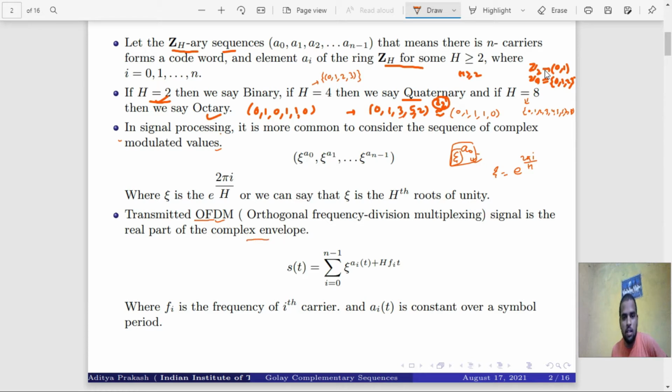It is defined in such a way: s(t) is equal to the summation over i equals 0 to n minus 1 of j to the power a_i(t) plus h f_i t, where f_i is the frequency of the ith carrier and a_i(t) is a constant over the symbol period. Here j is defined as e to the power 2 pi i by h, where e to the power represents the exponential. You can also say that it is the hth root of unity.